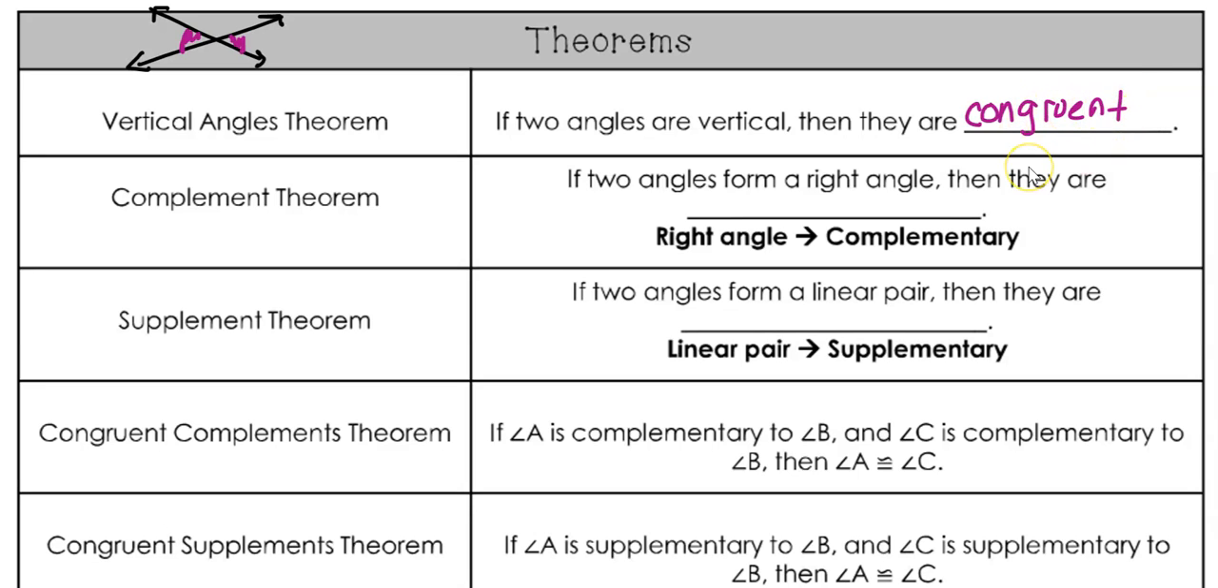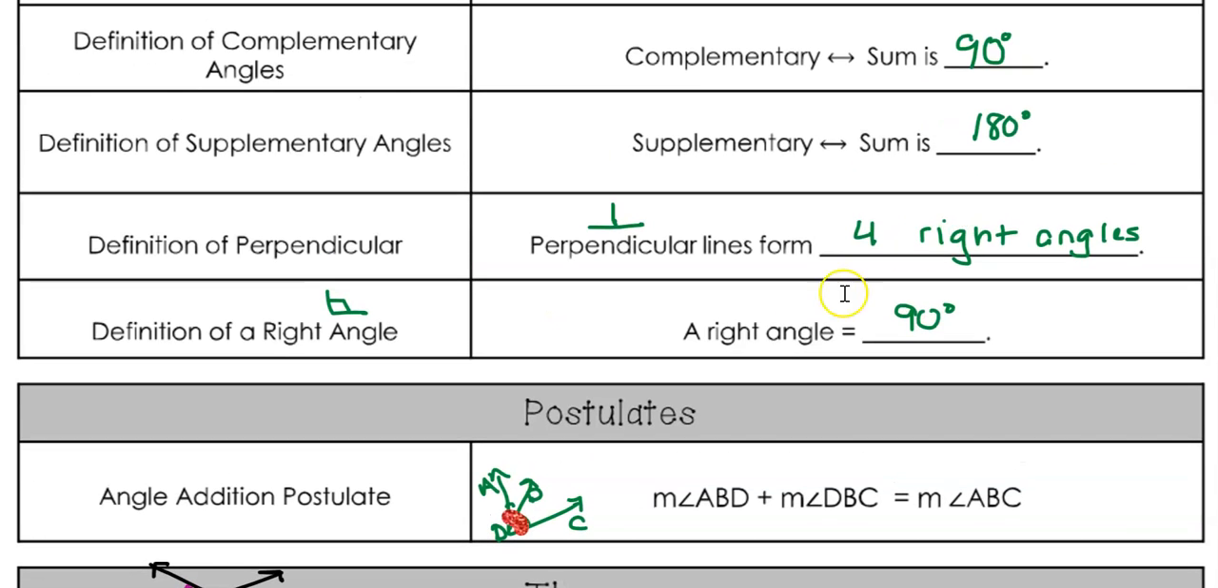Vertical angles are congruent, and that is our vertical angles theorem. We also have our complement theorem, which is if two angles form a right angle, then they are complementary. Which should make sense, because we know that a right angle is 90, and if we know they add up to 90, then we know they're complementary.